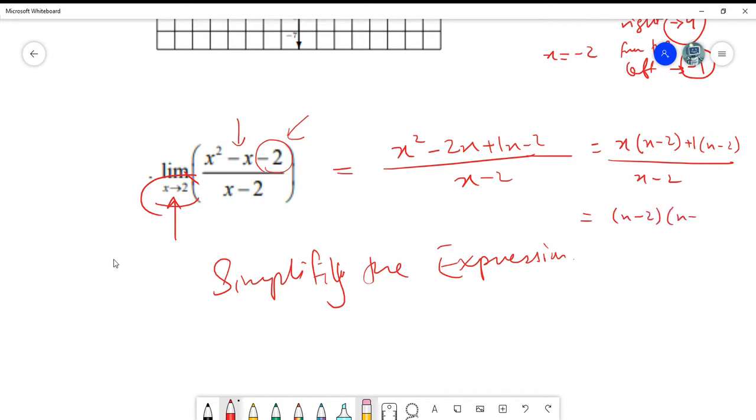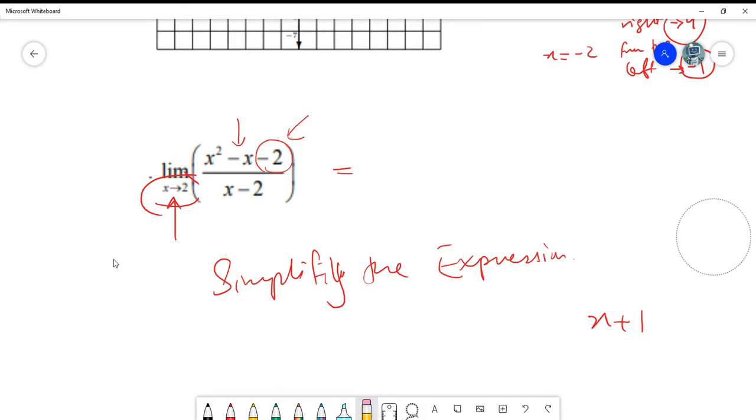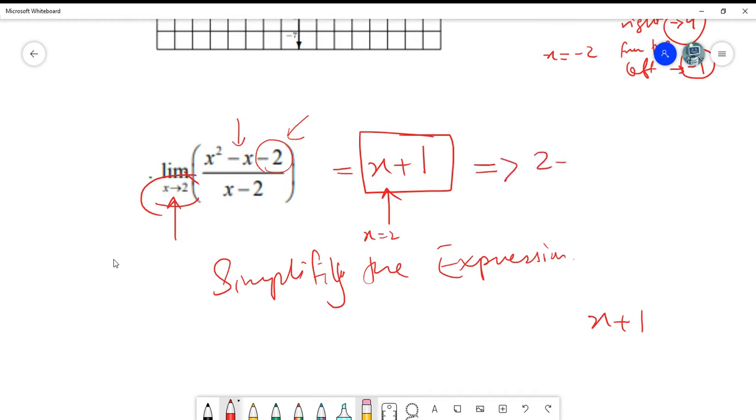Further simplifying the numerator, we get (x minus 2)(x plus 1) over (x minus 2). Now this can be simplified, and all we're left with is x plus 1. So the expression given in the question has now become equal to x plus 1. So I can just write x plus 1 here. Now all we have to do is plug in x equals 2 in the expression, giving us 2 plus 1, which is 3. So the answer to this is 3.